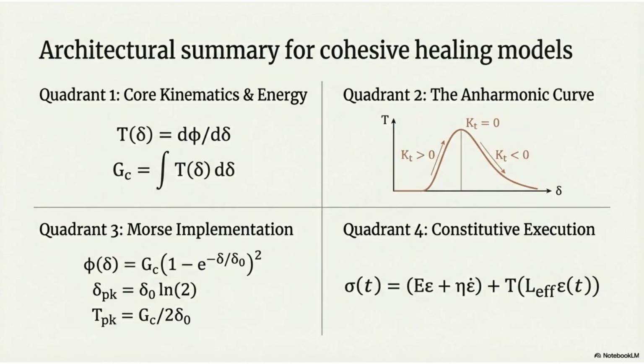The architectural summary covers 4 quadrants: core, kinematics, and energy, the anharmonic curve, Morse implementation, and constitutive execution. These components define the cohesive healing models.